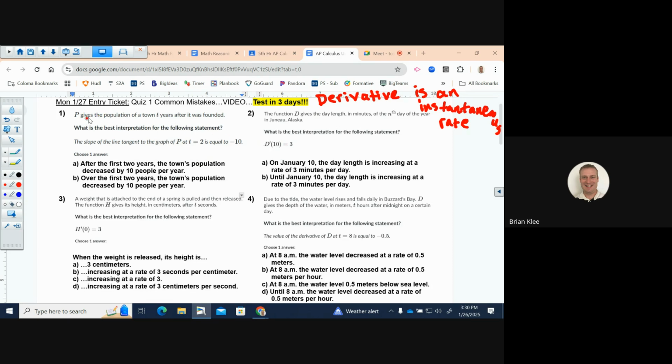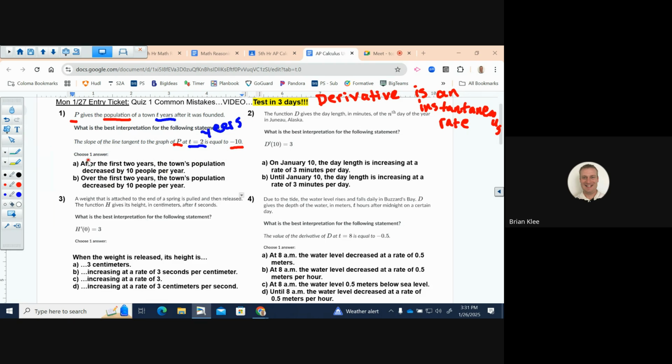Number 1 here, P gives the population of a town T years after it was founded. What is the best interpretation for the following statement? The slope of the line tangent to the graph of P at T equals 2, so our time, we're talking about 2 years, is equal to -10. So the population is going down at 10 people per year. Well, both answers say that.